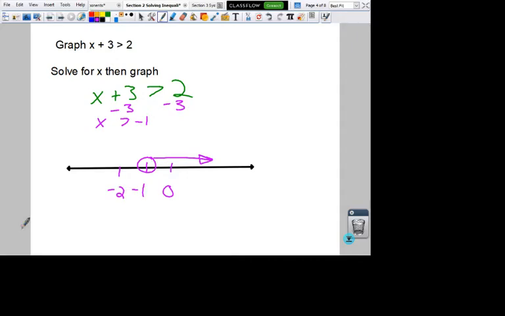Oh, okay. So we have to solve these first. I'm going to start off with some easy solving ones. They're not going to get much harder than this today. What about tomorrow? They'll get harder than this.